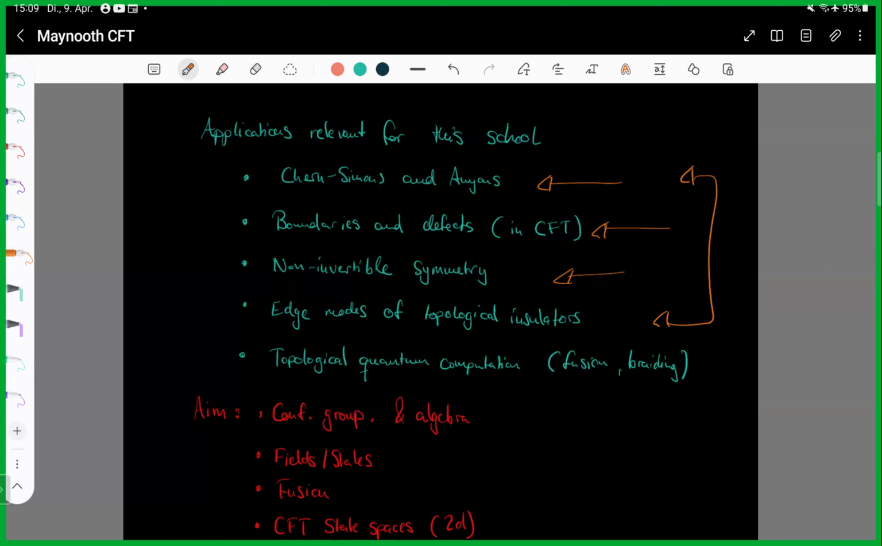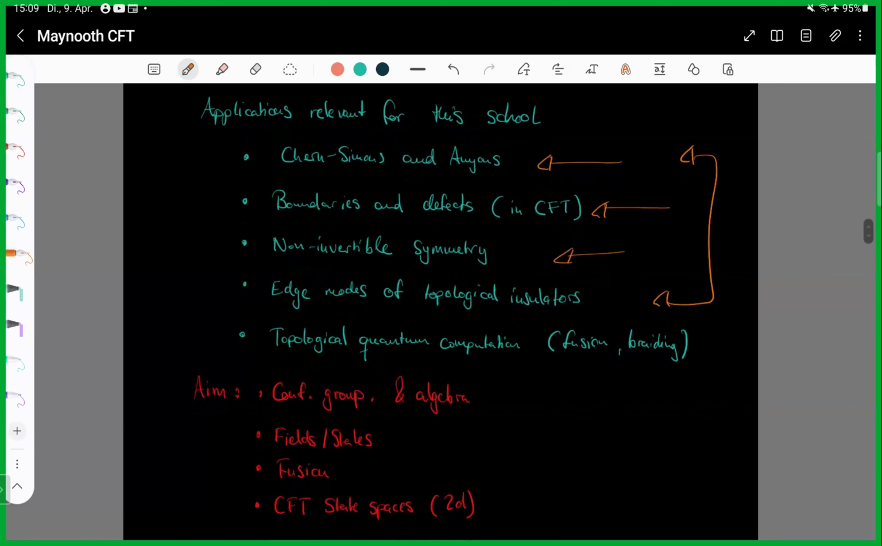And then there's topological quantum computation, where CFT itself is not really, to my understanding, as present, but there are concepts like fusion and braiding and so on that were developed also by the community of conformal field theory, and which are now finding widespread application or are very central in the field of topological quantum computation.